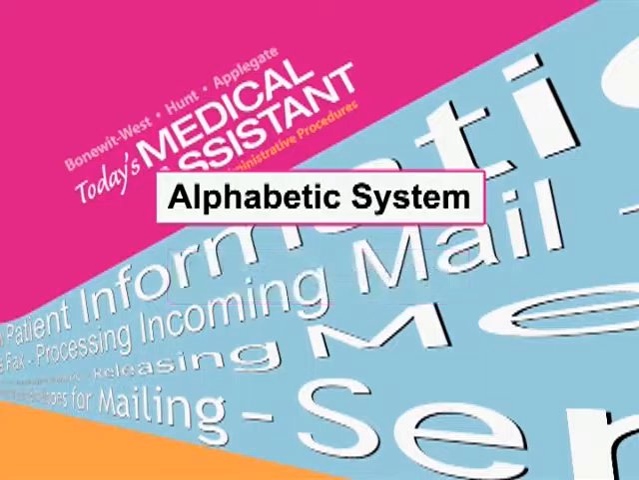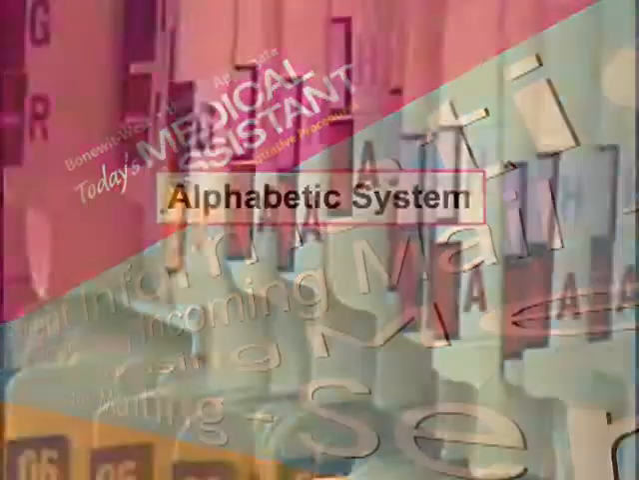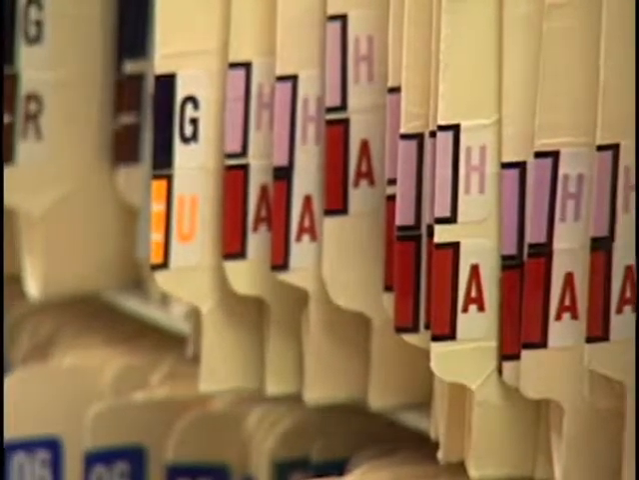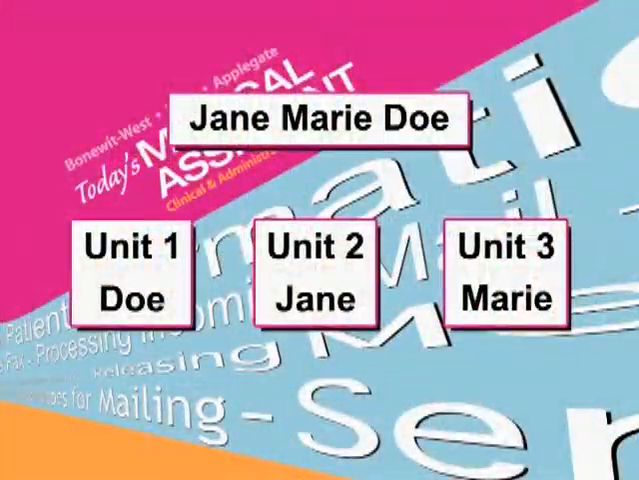This procedure demonstrates how to file patient records using the alphabetic system. Alphabetic filing uses legal names to identify the indexing units. Indexing units are pieces of information used to identify the correct filing location. Each part of the name is considered a filing unit, but the records are arranged alphabetically based on the first unit, the patient's surname or last name.